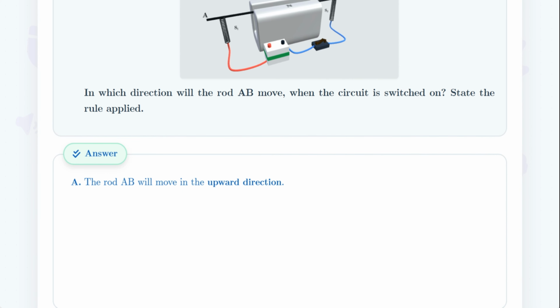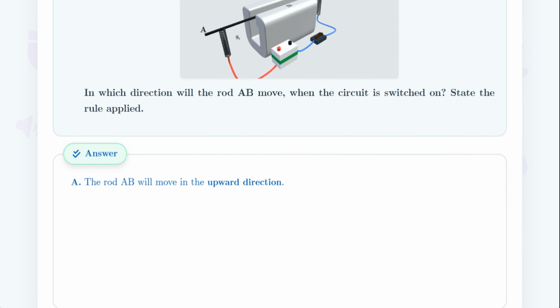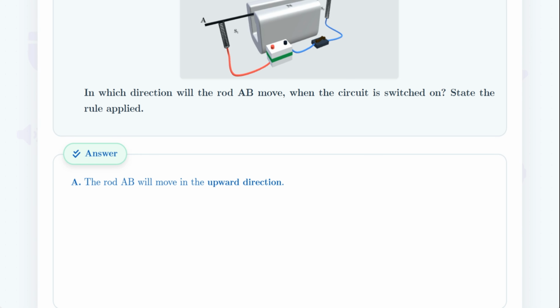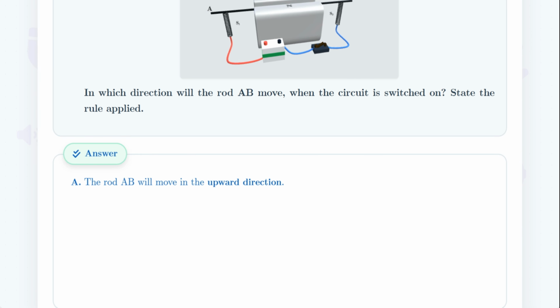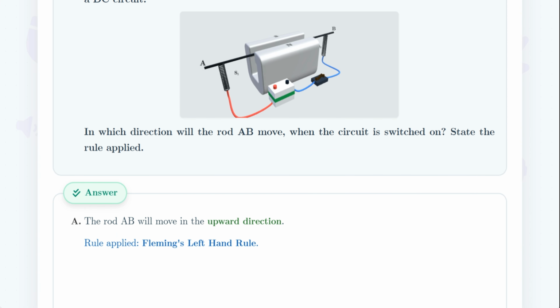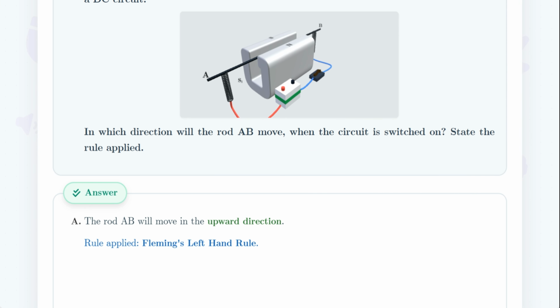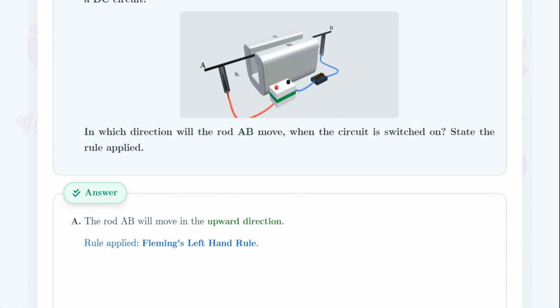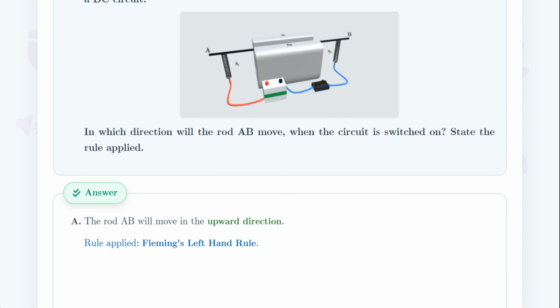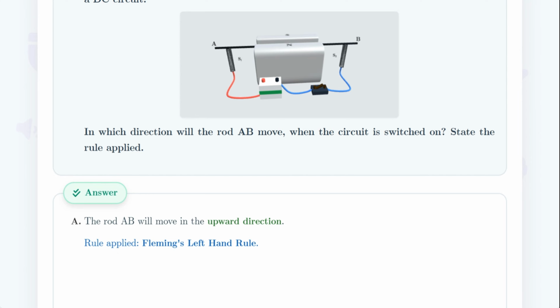Let's work through the answer. When the current starts flowing, it creates its own magnetic field which interacts with the permanent magnet. This interaction causes the rod AB to move in the upward direction, right out of the magnetic gap. But how exactly do we know it goes upwards? The scientific rule we applied to determine this specific direction is called Fleming's left-hand rule. It's a very handy trick used in electromagnetism.